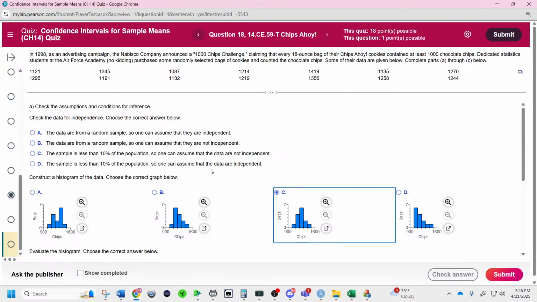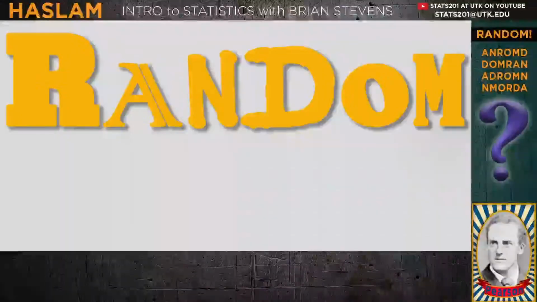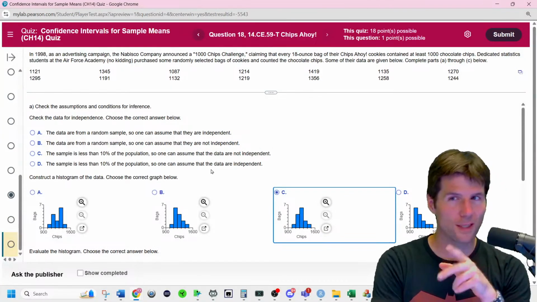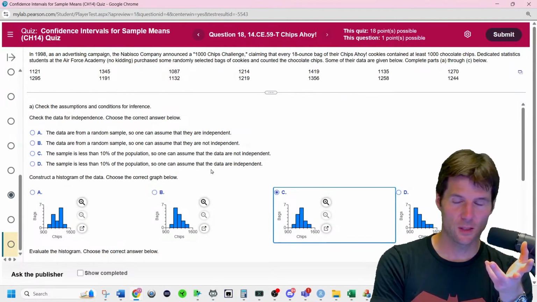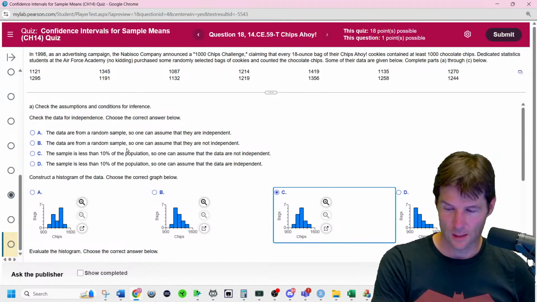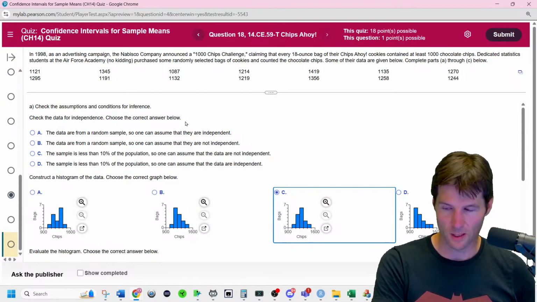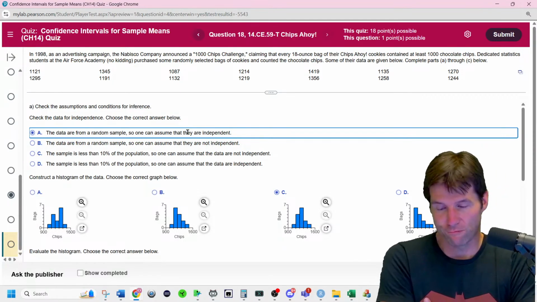Check your conditions. Condition 1, random. Condition 2, less than 10% of the population sampled. This is probably a random sample of chips. It's probably less than 10% of all chip bags there are. And they only want the randomness condition met. The data is a random sample, so they can be assumed to be independent of each other, which we want them to be: random, independent samples. Good for us.